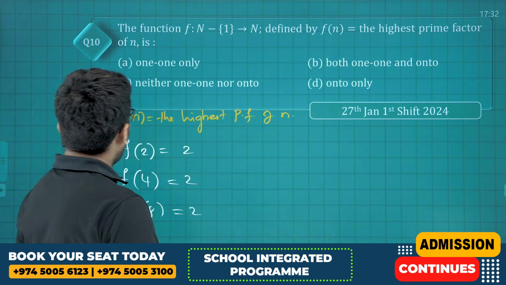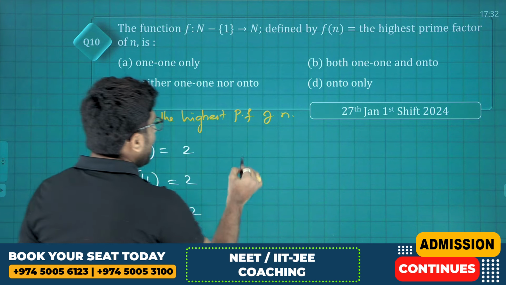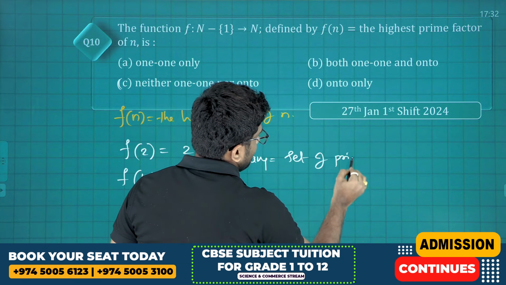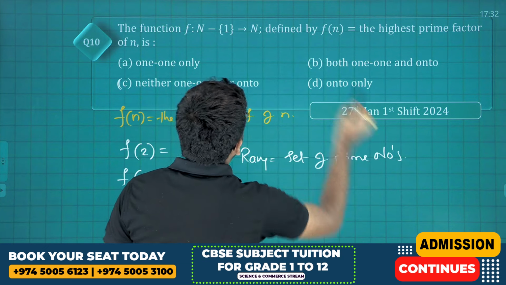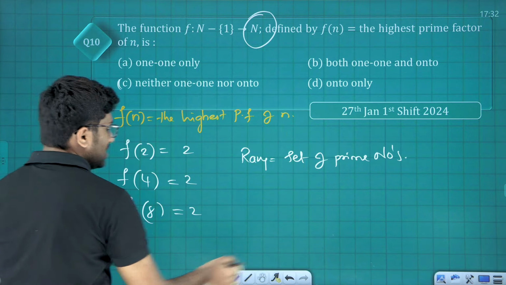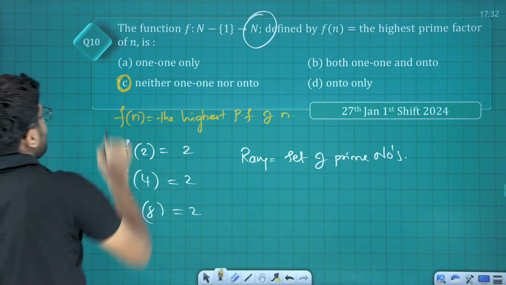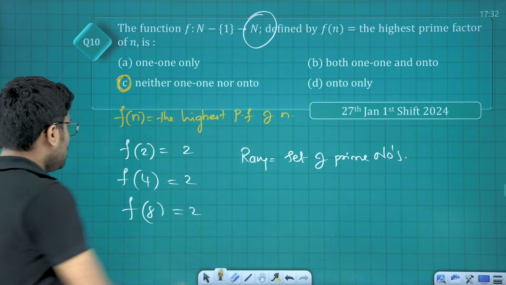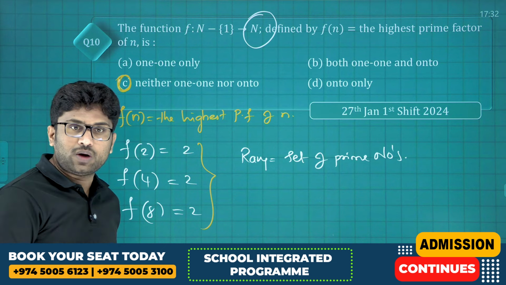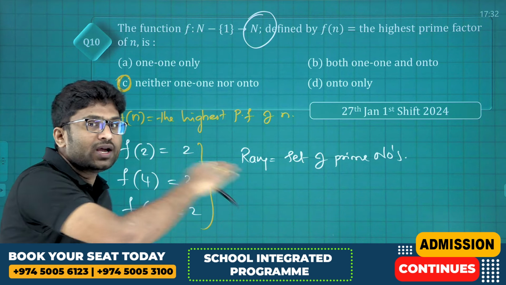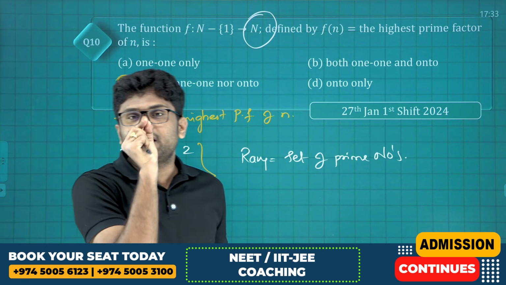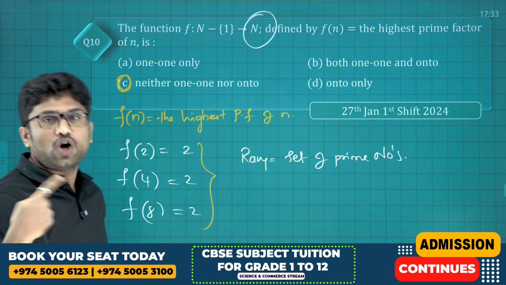And what about range? In range you get only the set of prime numbers. But range is not equal to codomain, hence this function is clearly neither one-one nor onto. More than 2 elements have the same image, so it is not one-one. Range is not equal to codomain, hence it is not onto. Hence the required answer is neither one-one nor onto.